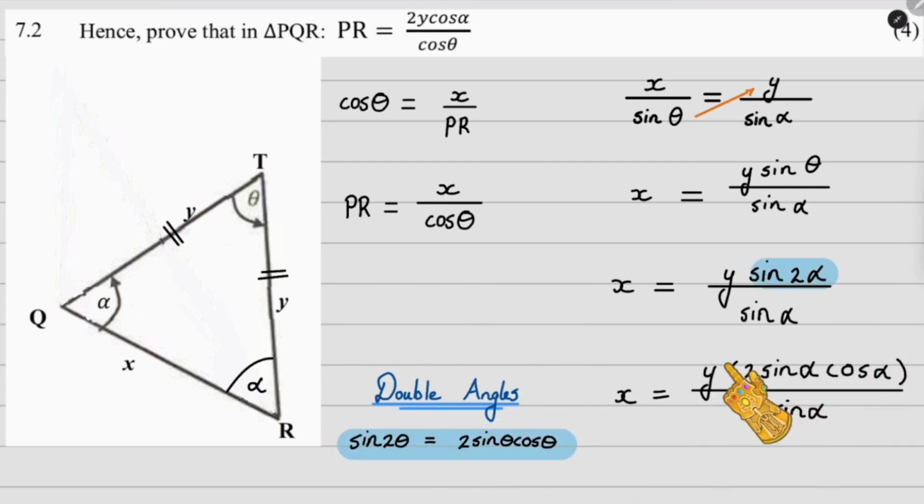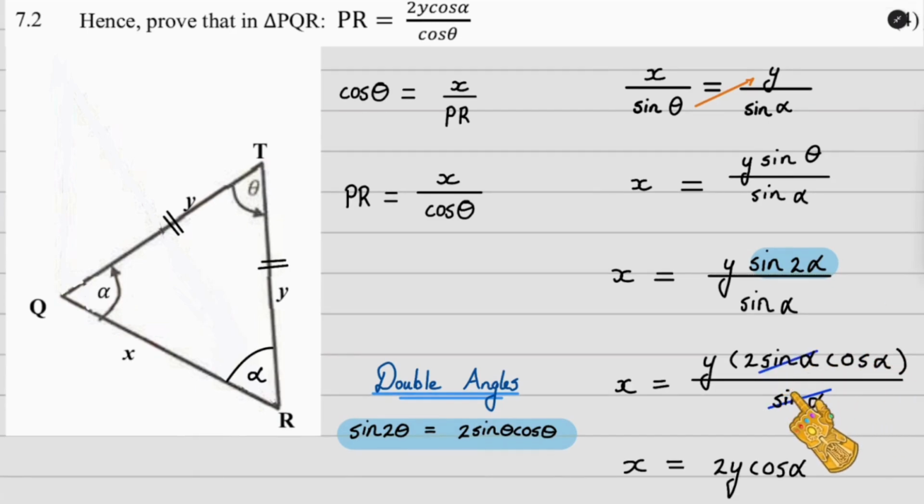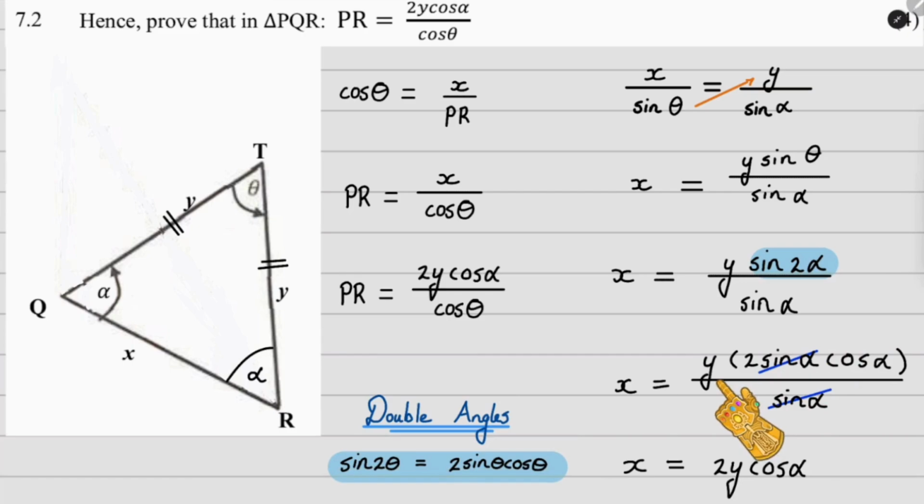Alrighty, we are making some progress. We changed that sine of 2 alpha into 2 sine alpha cos alpha using this double angle formula that is on your formula sheet. And now we have a 1 term over 1 term, so we can cancel the sine of alpha and this sine of alpha. The sine of alpha, they get out of here. After we cancel these sines, then 2 times y is just 2y, and we glue that cos alpha on there. And now finally we can change this x to 2y cos of alpha. And we have finally proved what they asked us to prove.